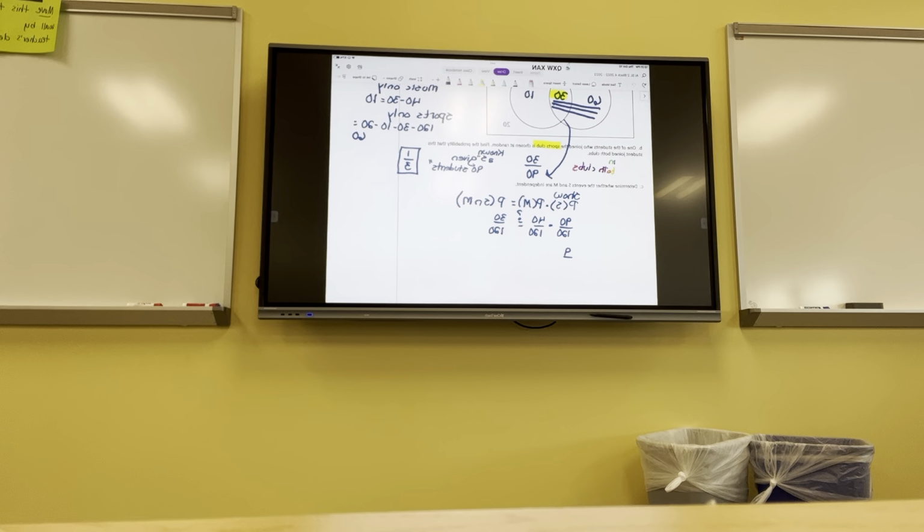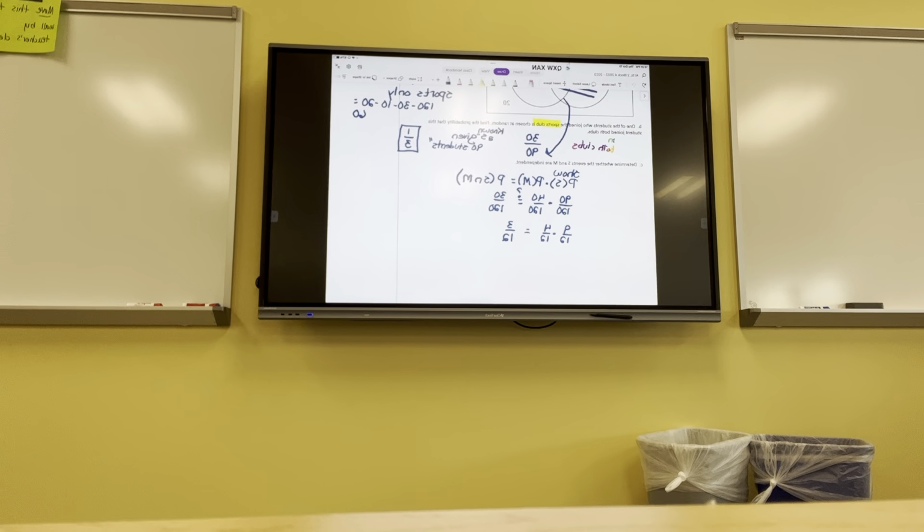So basically 9 out of 12 times 4 out of 12, which we can still reduce. Does that equal 3 out of 12? So 3 goes into here 3 times, 3 goes into here 4 times, 4 goes into here 1 time, 3 times. So we end up with 3 out of 12 equals 3 out of 12. Or you put it in a calculator, and yes, it does. So yes, they are independent.